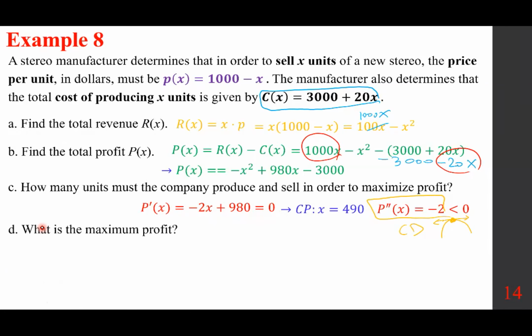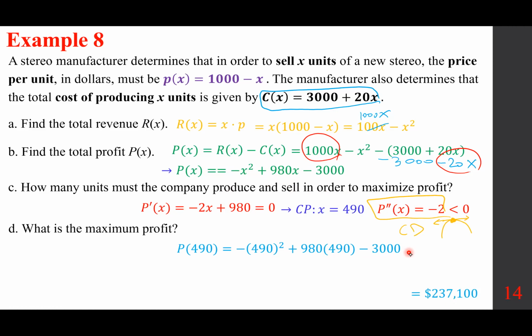So what is the maximum profit? Here's the profit function. Replace the x with 490. So minus 490 squared plus 980 times 490 minus 3000. When you do the math, it gives you the maximum profit of $237,100.